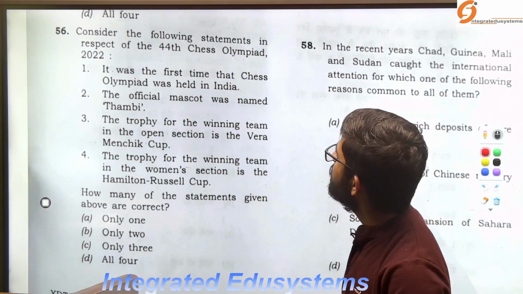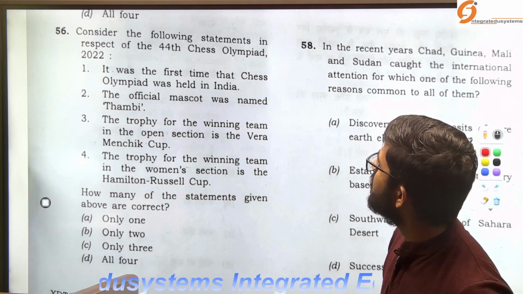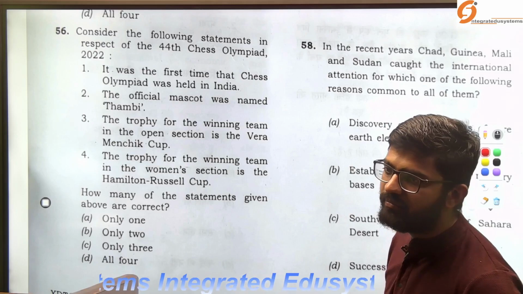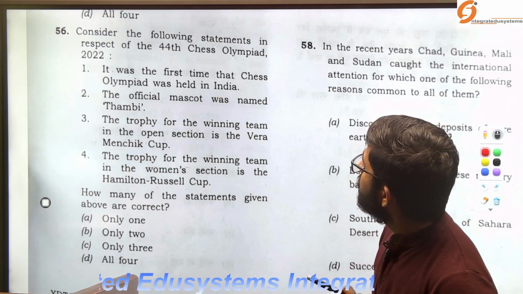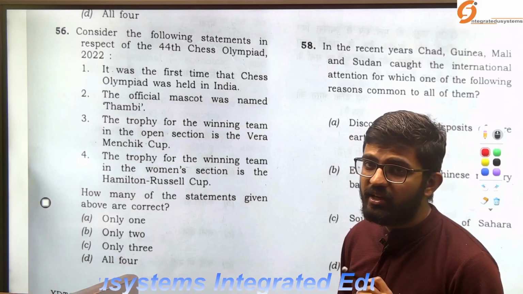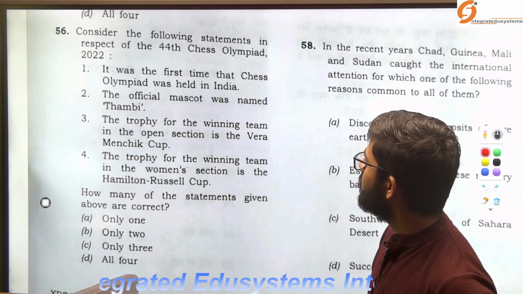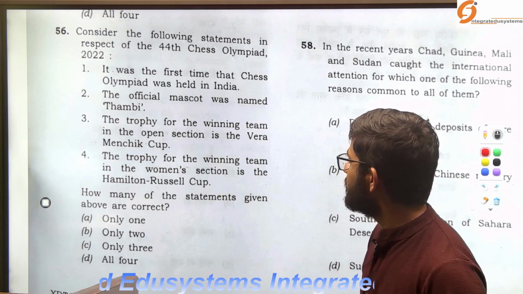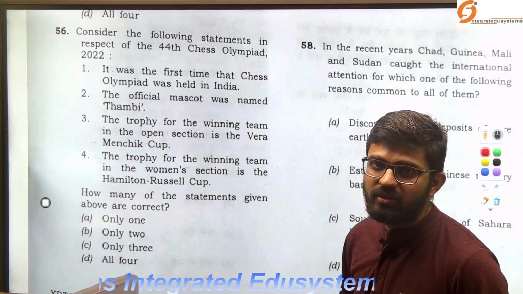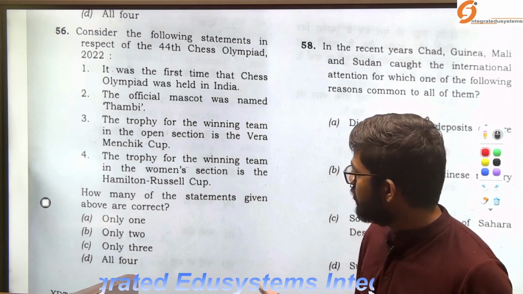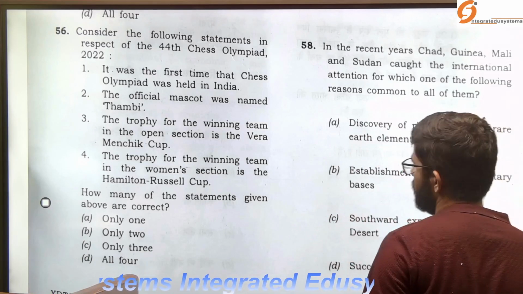Consider the following statements. In the last month it was in the news. Consider the following statements in respect of the 44th Chess Olympiad 2022. It was the first time the Chess Olympiad was held in India. The official mascot was Thambi. The trophy for the winning team in the open section is Veera Mehchik Cup. The trophy for the winning team in the women's section is Hamilton Russell Cup. Factual. You know or you don't know. Answer is B. That is only and only 2.